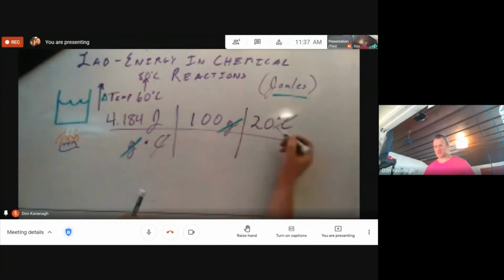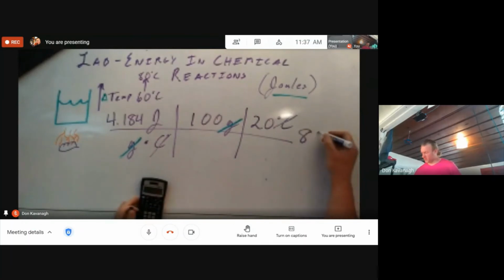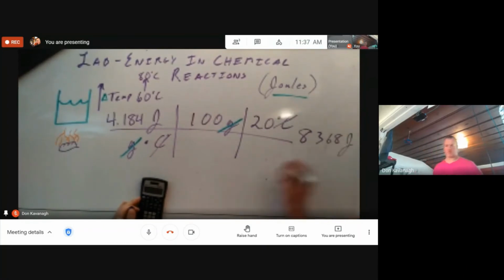Note that 60 or 80 aren't in here. 20 is in here. So now that all my units are canceled out, top cancels out bottom, I just need to get my little calculator out. 4.184 times 100 times 20. So I have a value of 8,368 joules of energy must have been released from this briquette.